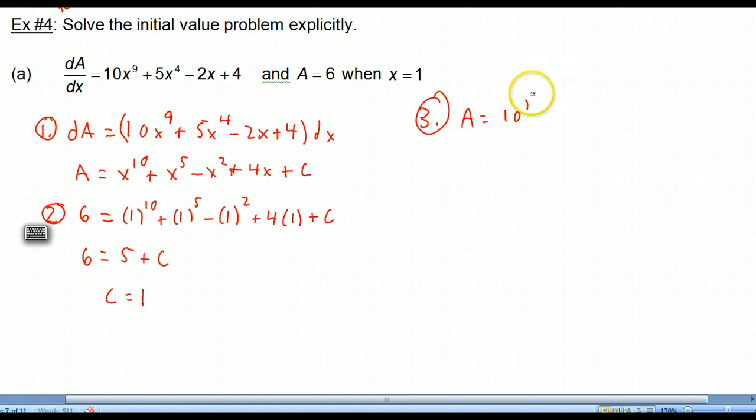How does 6 equal? A is 6, so we substitute when x equals 1. Oh, I forgot plus C. Plus 4x and then plus 1. There you go. Okay, good. Tan of 0 is 0. Yeah. You guys get it?